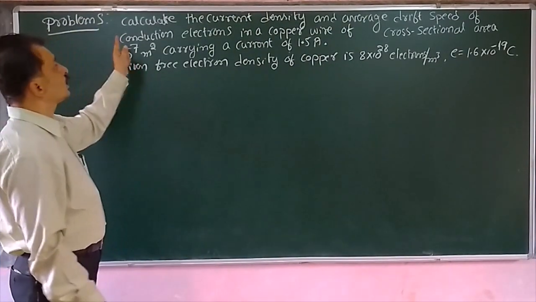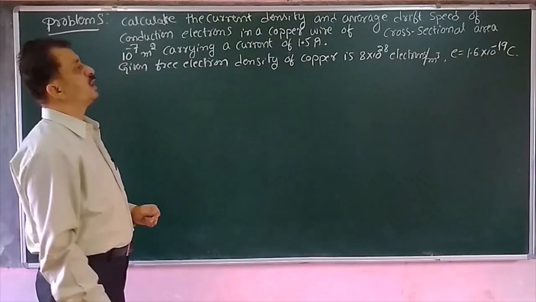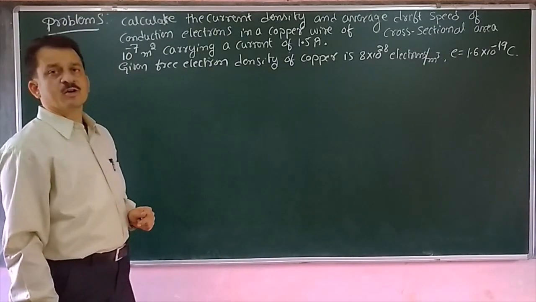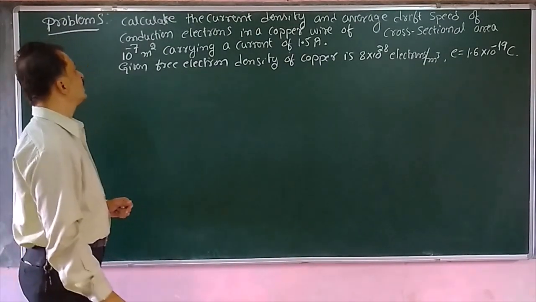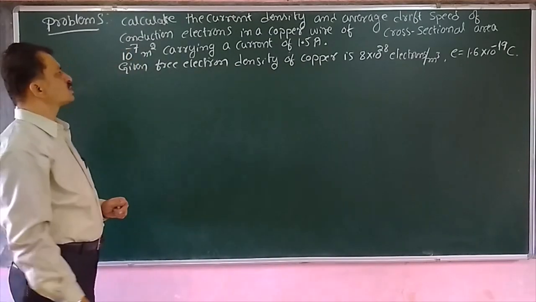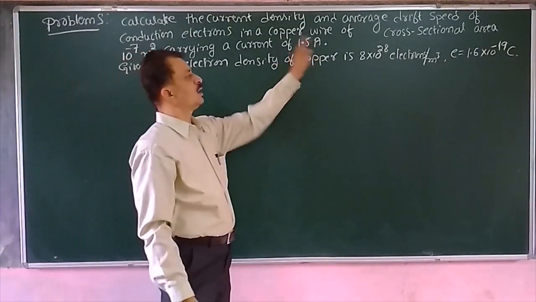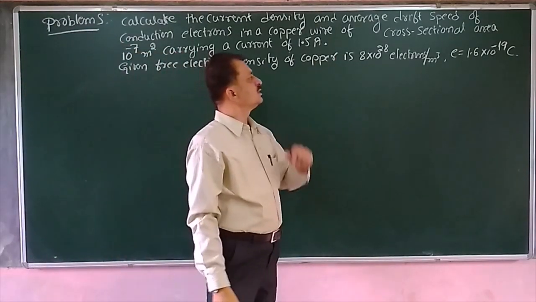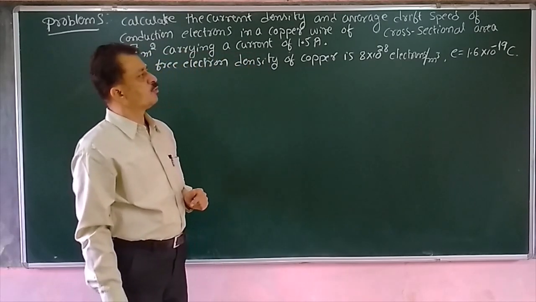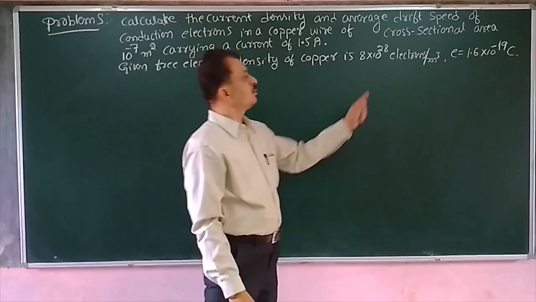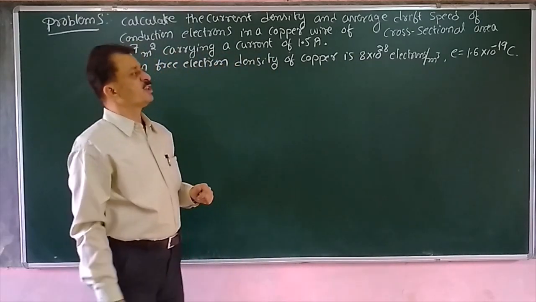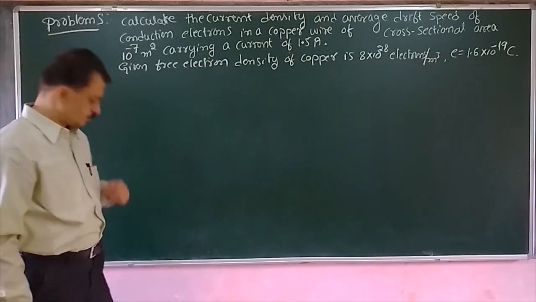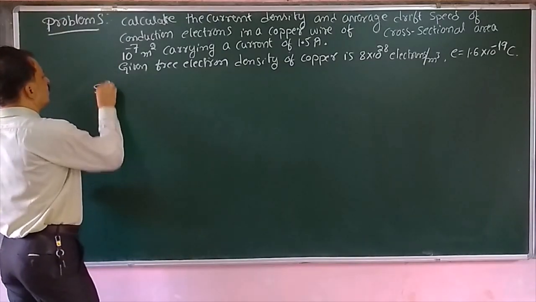Next problem: calculate the current density and average drift speed of the conduction electrons in a copper wire of cross-sectional area 10 raised to minus 7 meter square carrying a current of 1.5 amps. Given free electron density of copper is 8 into 10 to the power of 28 electrons per meter cube and charge of the electron e is equal to 1.6 into 10 to the power of minus 19 coulomb. Okay, so very simple one.